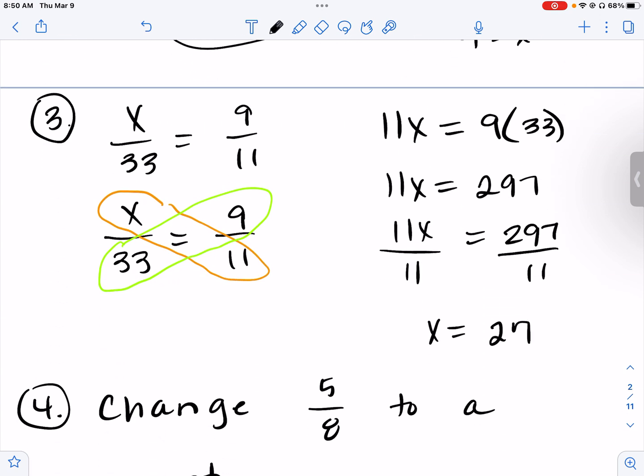Number 3, solve the two fractions equal. You can just use the multiply across method. 11 times x is 11x. 33 times 9 is 297. Undo multiply by divide. So 297 divided by 11 equals 27.